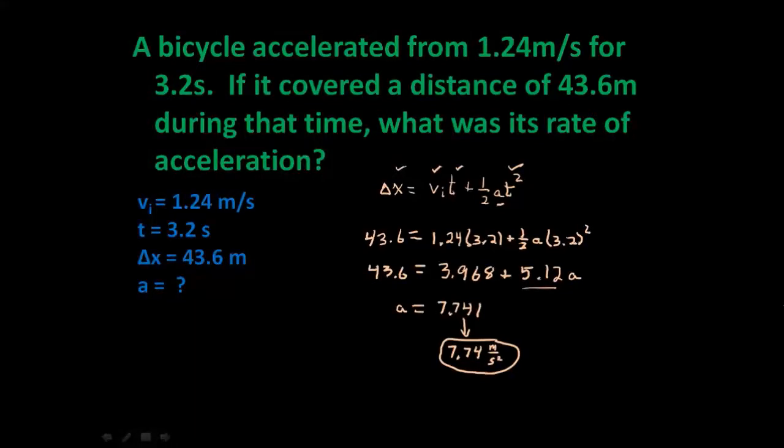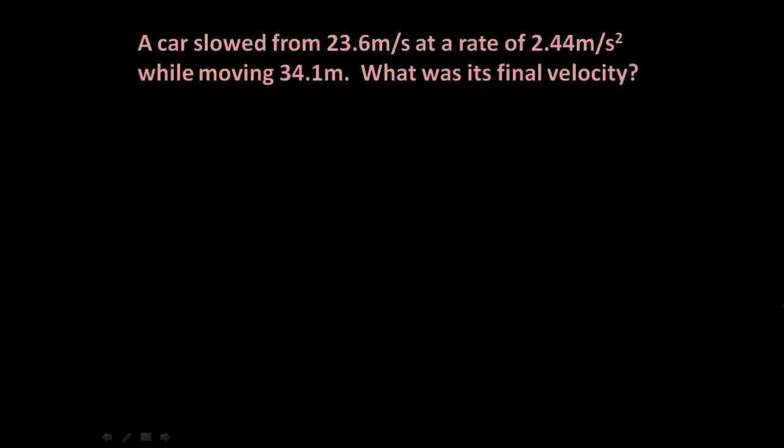Okay, let's see if you can work one through all the way on your own. So let's try this one. A car slowed from 23.6 meters per second at a rate of 2.44 meters per second squared while moving 34.1 meters. What was its final velocity? Pause the video and see if you can do this one completely on your own, and we'll be back whenever you restart it.